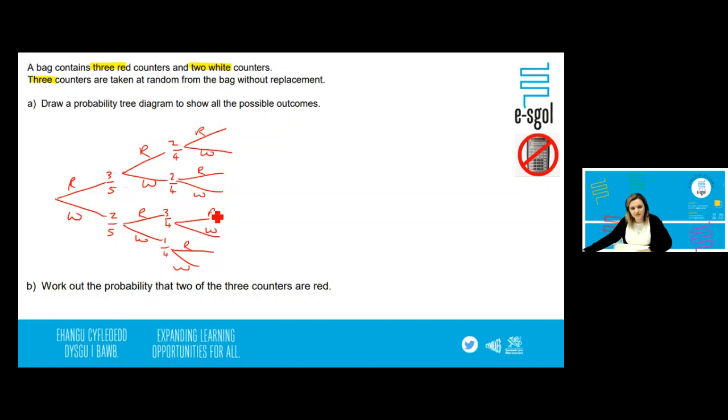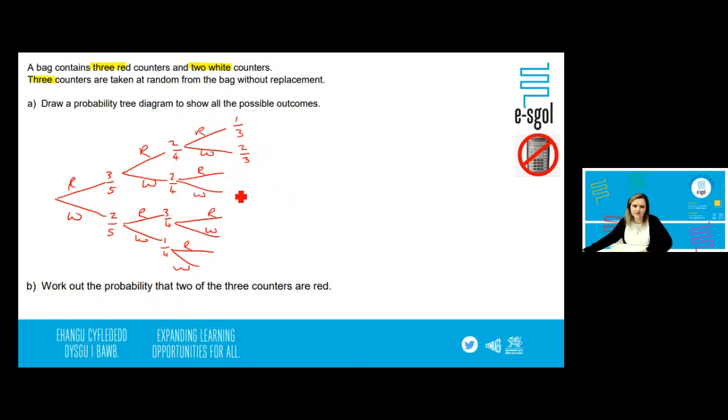And then we've got an extra step again, and this is where it gets a little bit harder. So if we're following along the top path, we've taken a red on the first one, a red on the second one. So the reds are decreasing each time. So there's now only 1 left out of 3 counters in that bag. From the white, following this top path, we've taken a red and a red. So there are still 2 whites in there. And again, you can check those 2 do add up to 1.